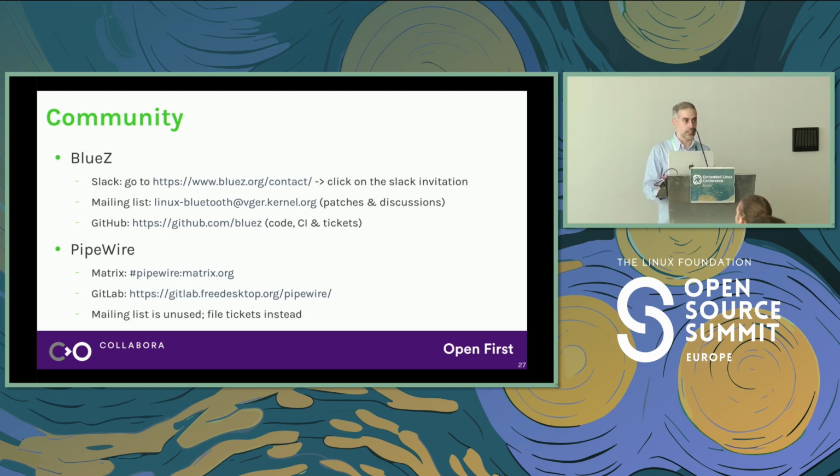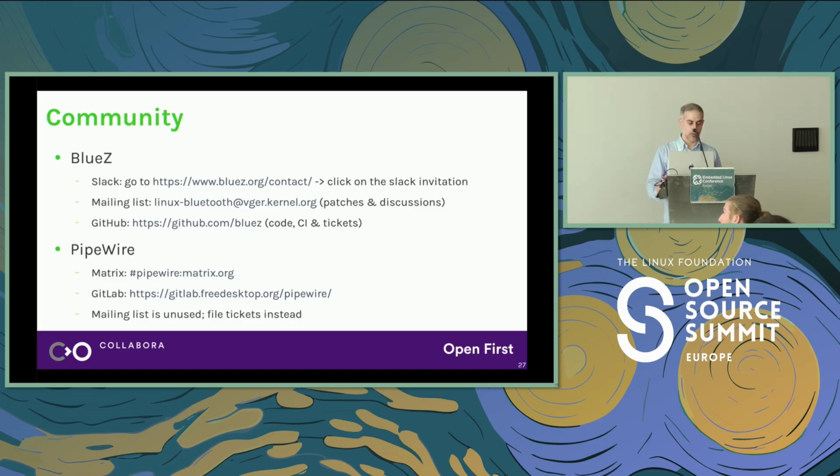If you want to contact us for BlueZ, we have a Slack channel. So go to bluez.org/contact. It's a really ugly website still, but we are working on improving it. And there is a Slack invitation there. Just click on it and you are in. There is a mailing list, Linux Bluetooth, where patches and discussions go. And there is a GitHub repository where the code lives. And there is a CI now integrated with the mailing list. So when you send patches to the mailing list, it automatically creates a CI pipeline on GitHub and runs tests. And we also manage tickets there.